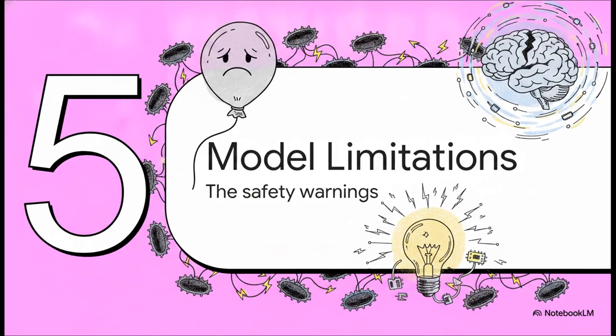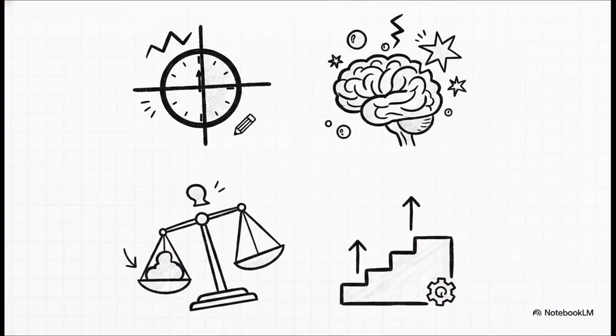Section 5. Understanding model limitations. The safety warnings. Okay, before you go wiring this all up in production, we absolutely need to map out the landmines. LLMs are incredibly powerful, yes, but they are not artificial general intelligence, and they have very real boundaries.